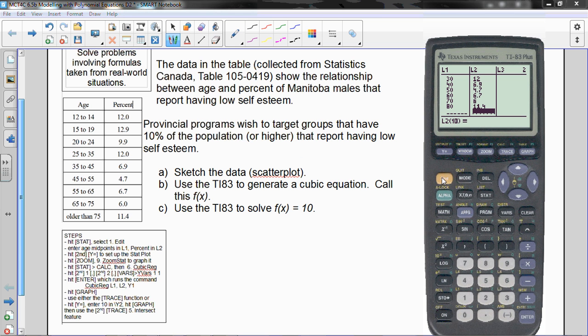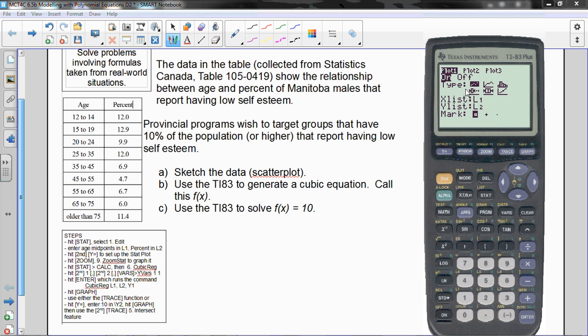Now how we sketch the data: second function, y equals, to set up the stat plot, right? We've done this a bunch of times. I'm going to turn that on. List 1 is the X list. List 2 is the Y list. Turn it on, scatter plot, that all looks good.